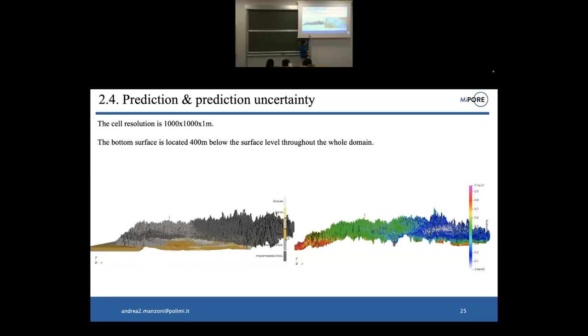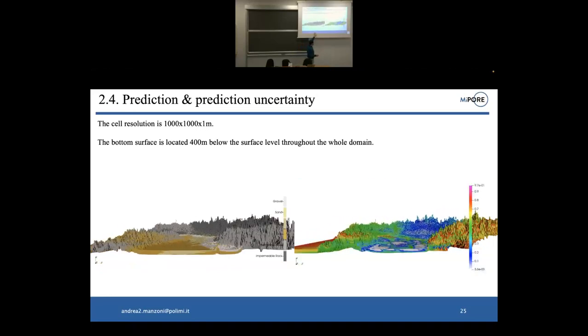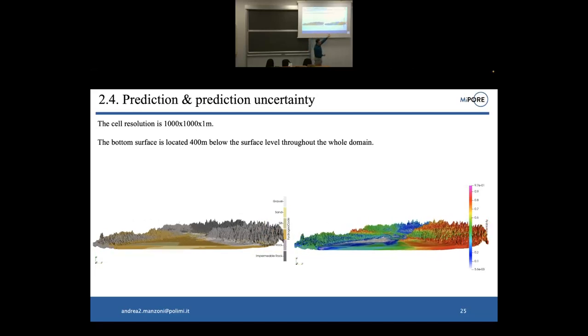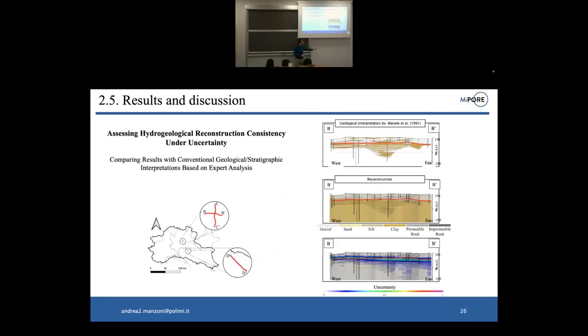Here you can see the comparison between the geological reconstruction, so the distribution of geomaterial categories, and the associated uncertainty values in each cell of the grid. This is a comparison between a local geological study that was available within the area and our reconstruction. As you can see, we are not able to catch all the details because, of course, we are working at a larger scale with respect to the detailed study, but we are able to predict the main traces.